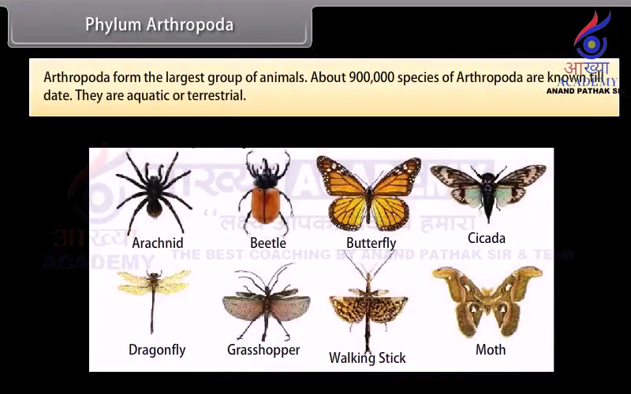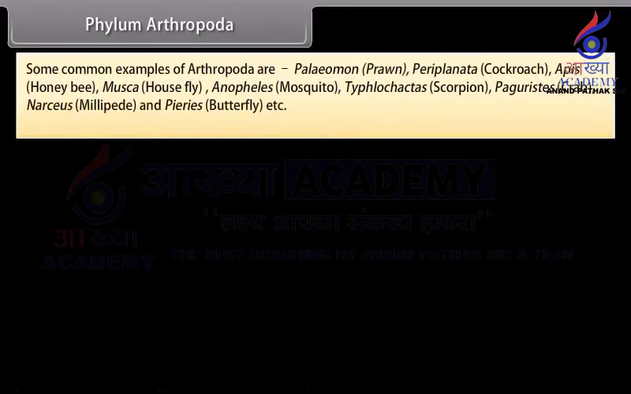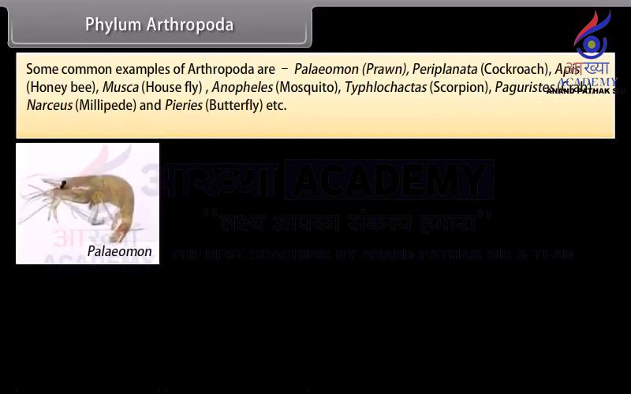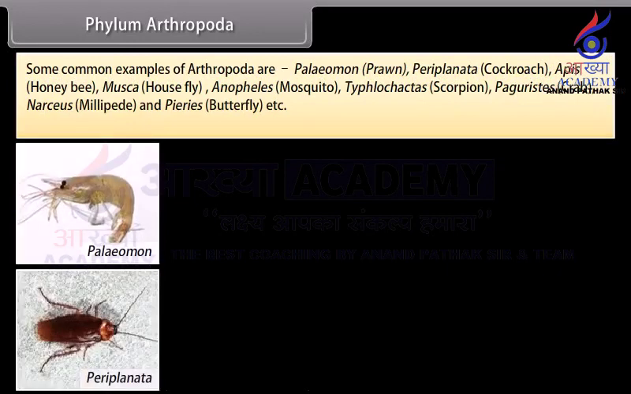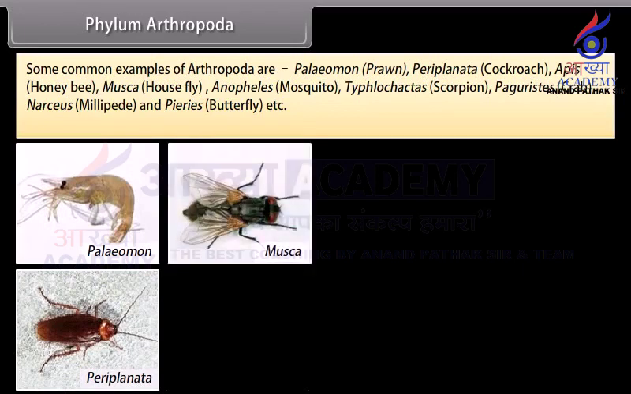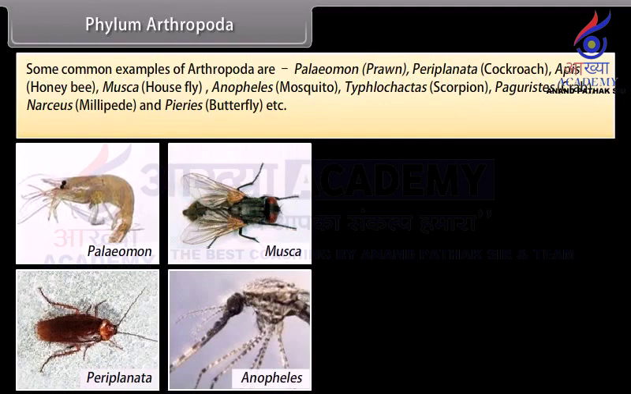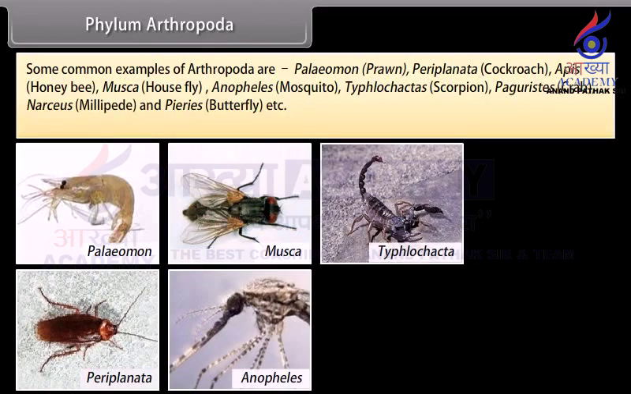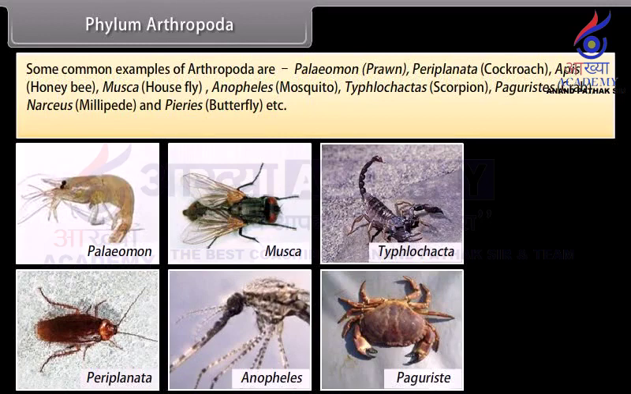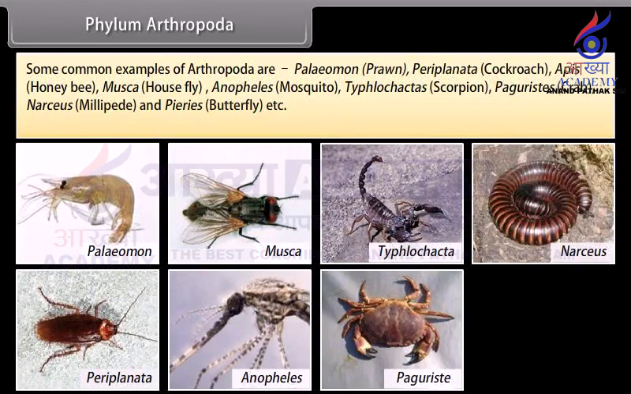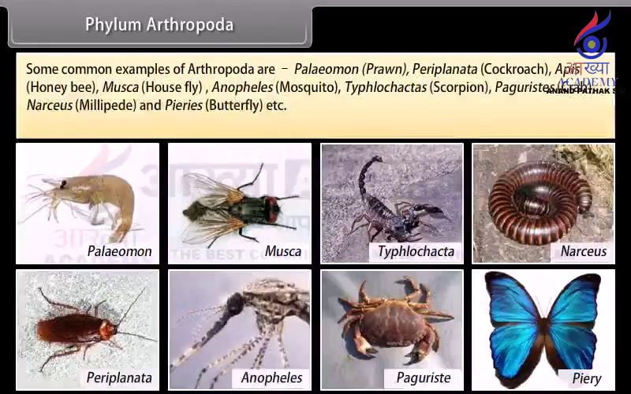Arthropoda form the largest group of animals; about 9 lakh species of arthropoda are known to date. They are aquatic or terrestrial. Some common examples of arthropoda are Palaemon, prawn; Periplaneta, cockroach; Apis, honeybee; Musca, housefly; Anopheles, mosquito; Buthus, scorpion; Paguristes, crab; Narceus, millipede; and Pieris, butterfly, etc.